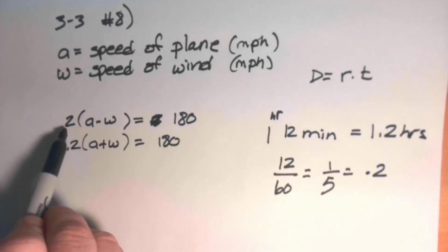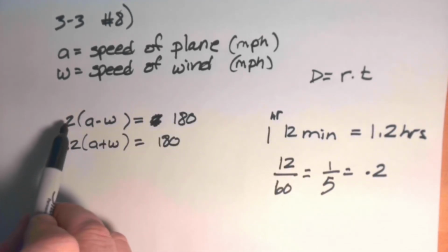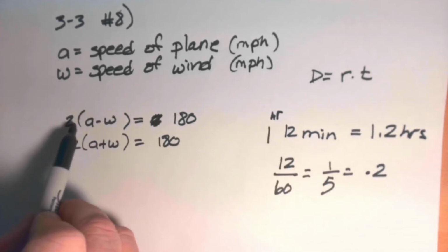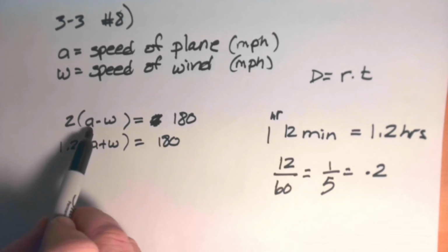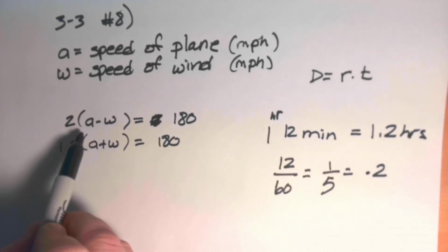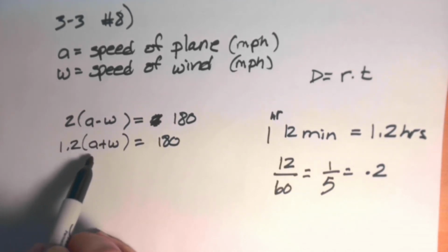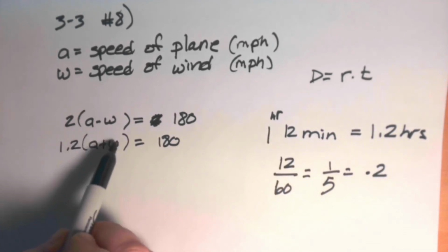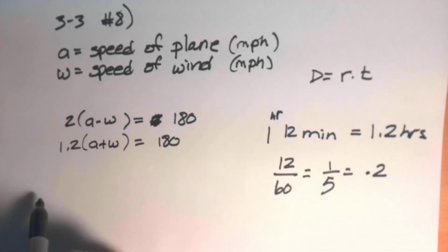And so there I have my system of equations. Distance, 180 miles, is equal to the rate, which is his speed here, times the time, 2 hours. In this case, the wind is slowing him down, so we're subtracting. It's a difference. In the second equation, he's going with the wind, so his speed is increasing, and it only takes him 1.2 hours.